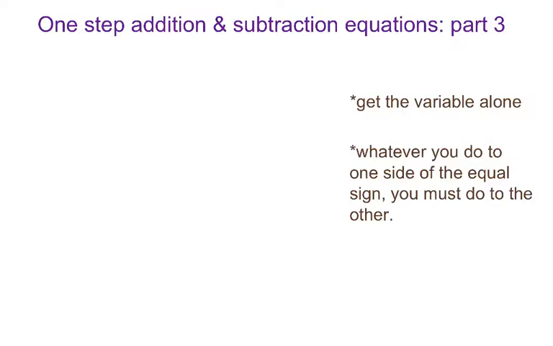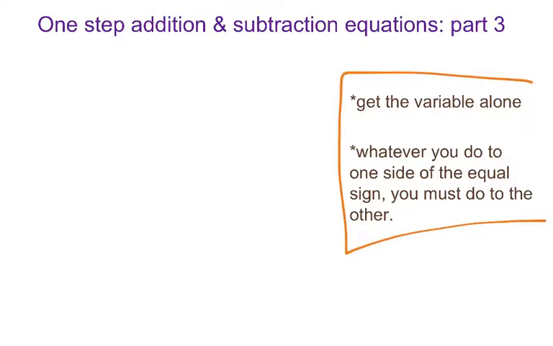Well, you've made it to part 3 of addition and subtraction equations. We still have the same rules that apply, in particular, getting the variable alone, and in order to do that, you've got to get rid of something that's with the variable, and whatever you do to one side of the equation, you have to do it to the other side as well. Keeps it balanced. If there's two sides of an equation, they must be equal to each other. That's what the equal sign's for. You've got to keep them equal constantly.